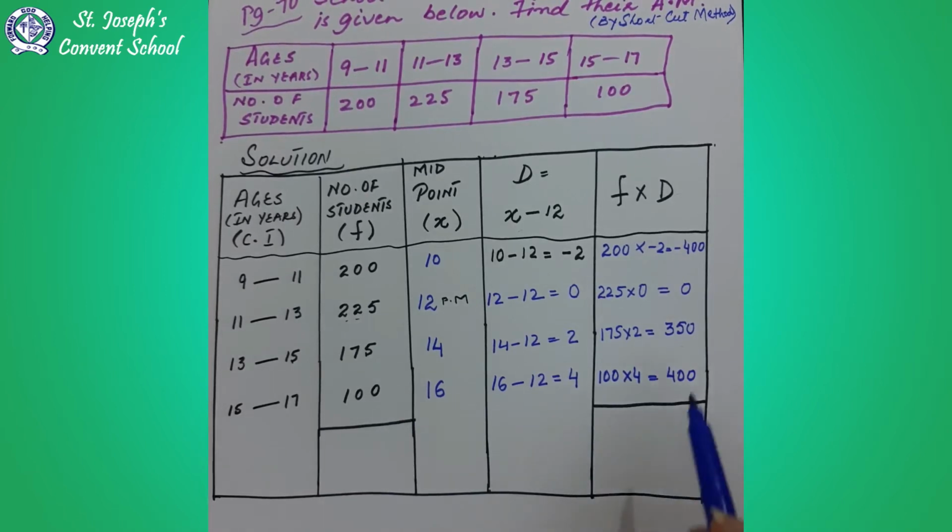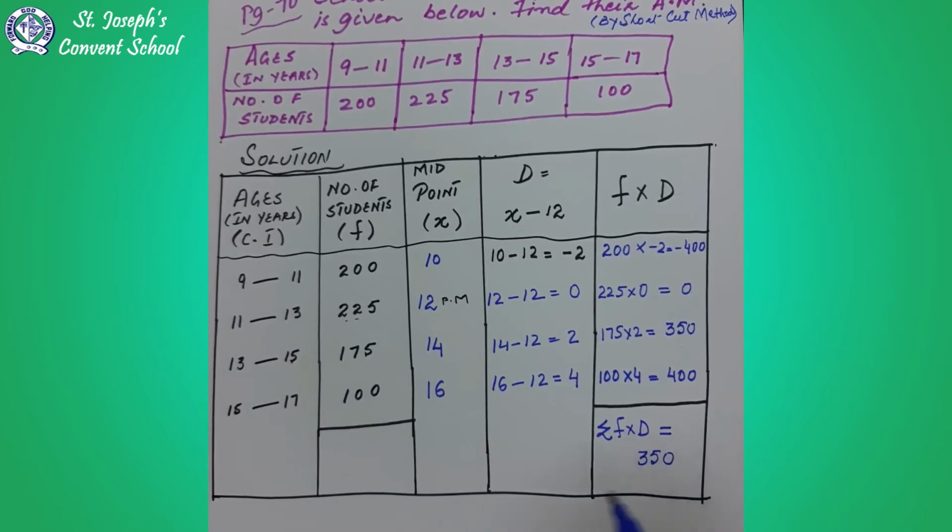Now let's find the total of this column. Add all these values. The sum of this column, sigma stands for sum. Summation of the column F into D, the sum of this column, is 350. And we will find the sum of column F, because in the formula it is required. Sum of F is 700. So find the sum of the F column and the F into D column. Now let's apply the formula and find the answer.